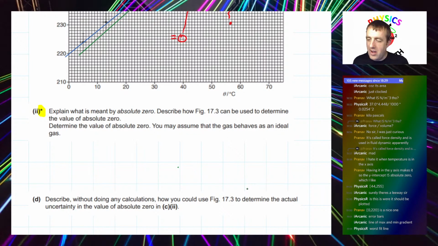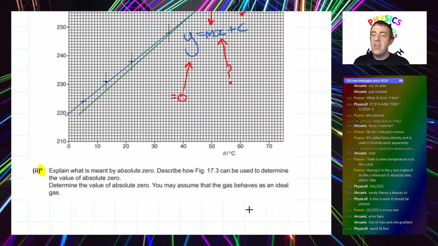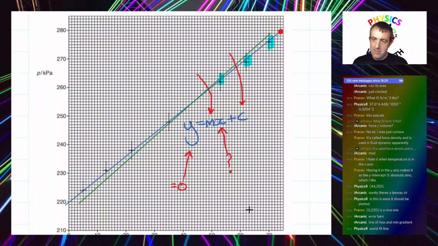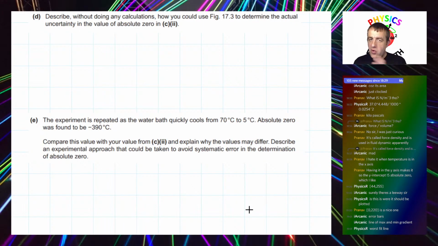Yes, but it's not the worst fit line, because the worst fit line would be something like this. Here we go. This is the worst fit line. You wouldn't do that. So it's the worst acceptable best fit line. And then you would use that number. The difference between that number and the number you get for the absolute zero from the best line of best fit is the uncertainty in the line of best fit. But it doesn't ask you to do that. It just says, how would you do it? So you'd write in words how you would do it, which I've just said.